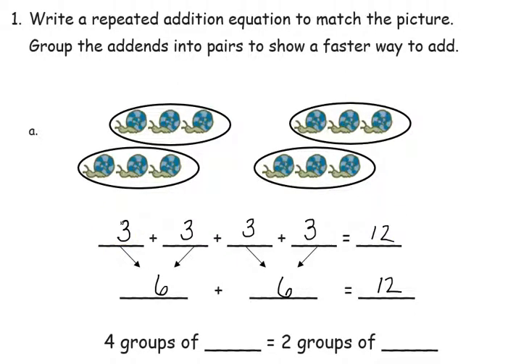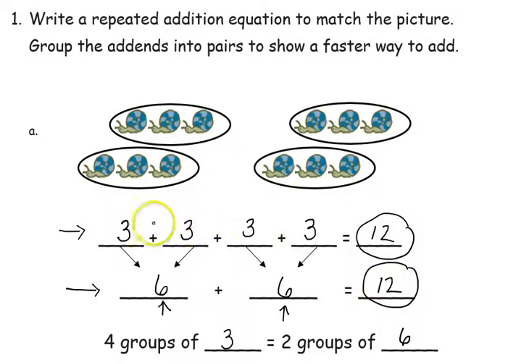This means that 4 groups of 3 is the same thing as 2 groups of 6. This first equation shows me my 4 groups of 3. The second equation shows me my 2 groups of 6, and they both have the same sum. By adding the 2 groups of 6, I get to 12 a little bit faster than if I added 3 plus 3 plus 3 plus 3.